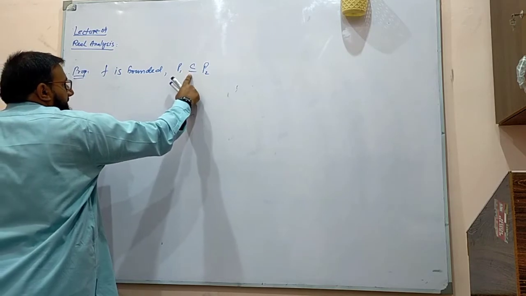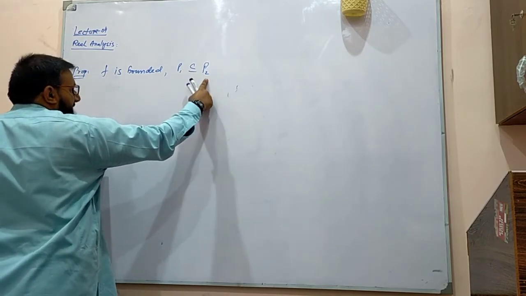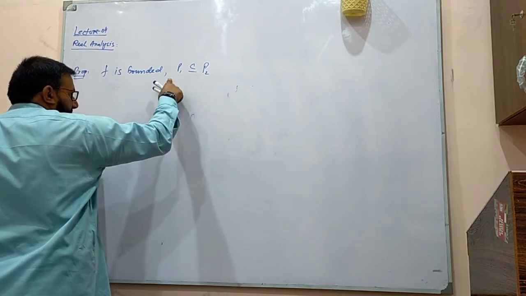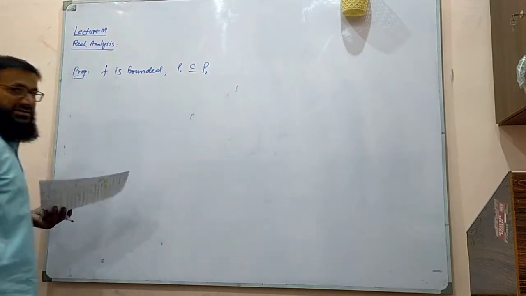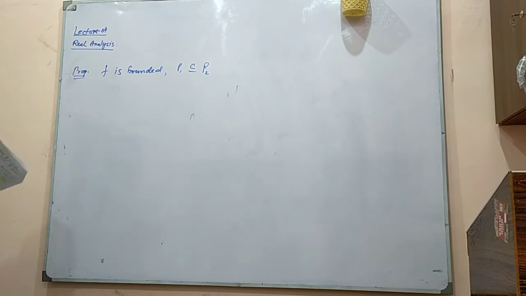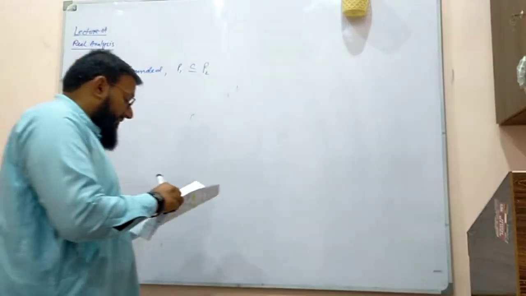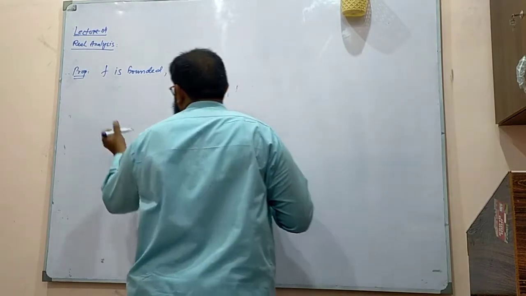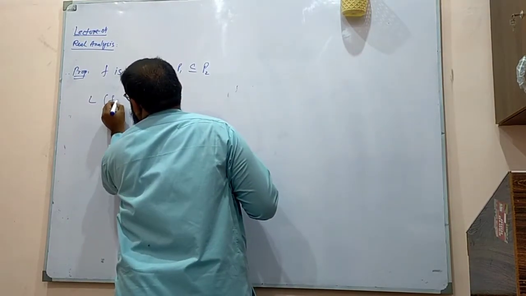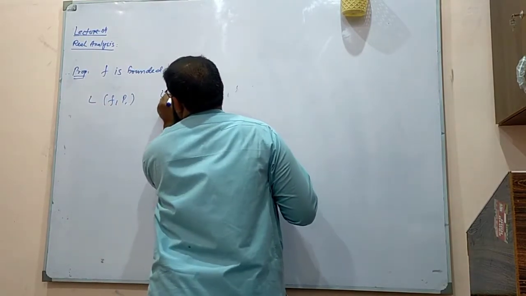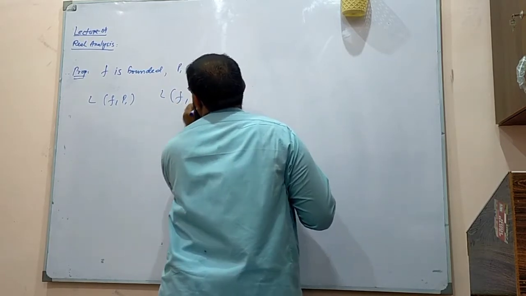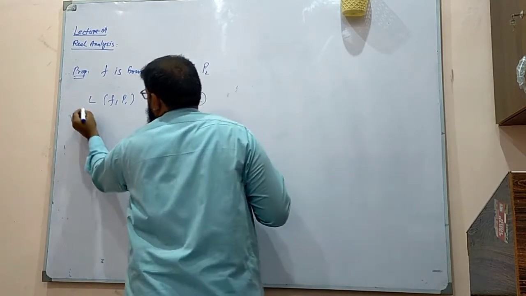P1 is contained in P2, or P2 contains P1. Which one is the refinement? P2 is the refinement. If P2 is the refinement, then what happens? If you take the lower sum along P1 and lower sum along P2, what is the relationship between these two?